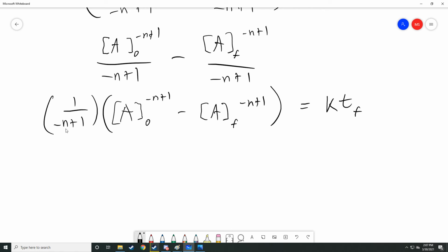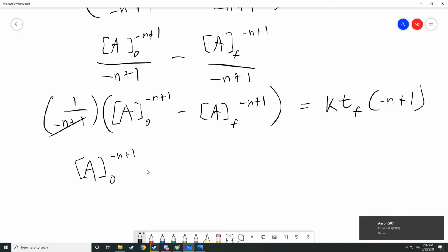And to do that, I'm going to go ahead and multiply both sides by the quantity negative n plus 1. So if I do that, I go ahead and get rid of that here, and then I have negative n plus 1 over here. Okay? So I'll go ahead and write this again. We have A naught negative n plus 1.